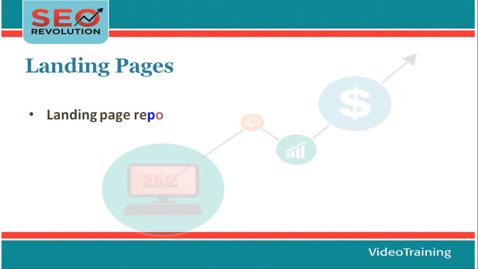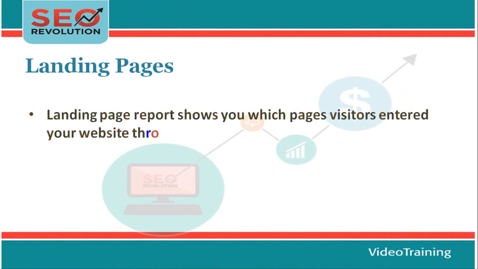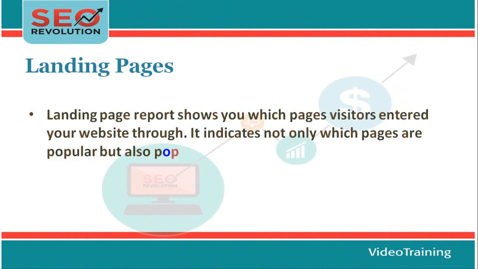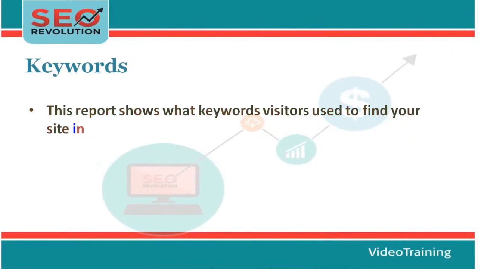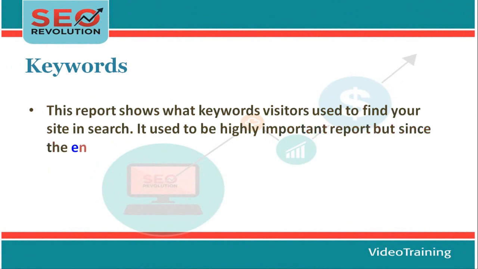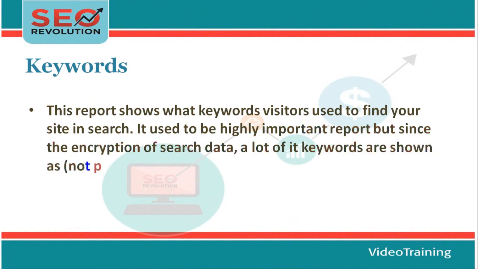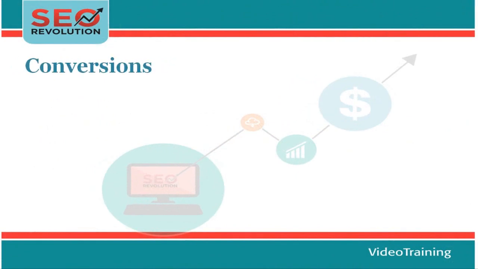Landing pages. The landing page report shows you which pages visitors entered your website through. It indicates not only which pages are popular, but also popular topics. Keywords. This report shows what keywords visitors use to find your site in search. It used to be a highly important report, but since the encryption of search data, a lot of keywords are shown as not provided.